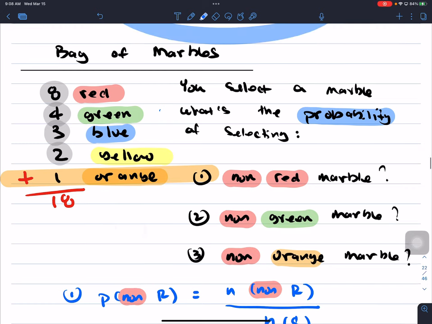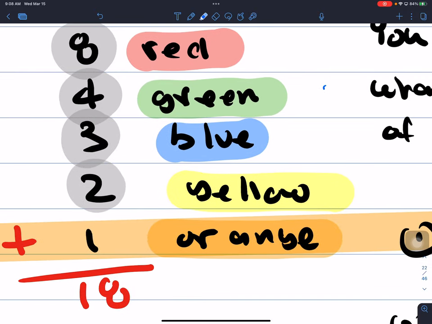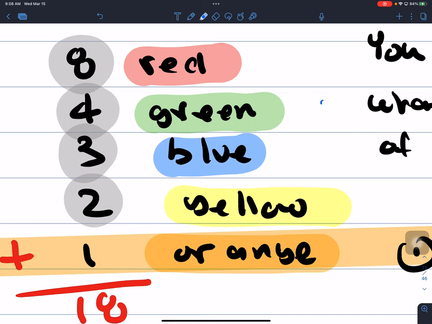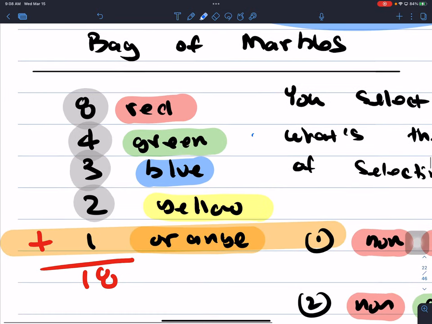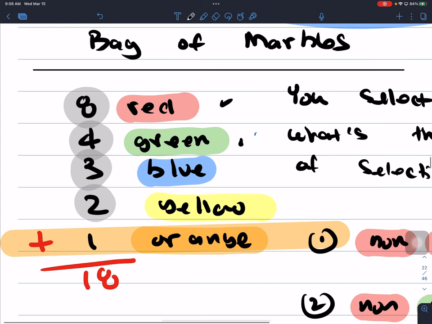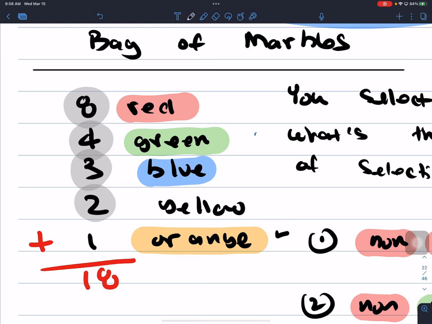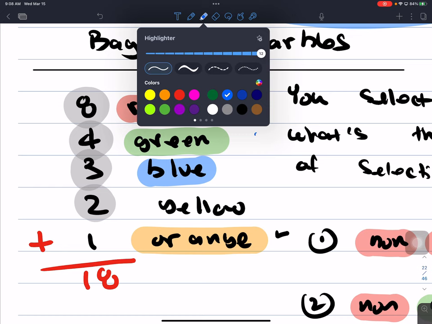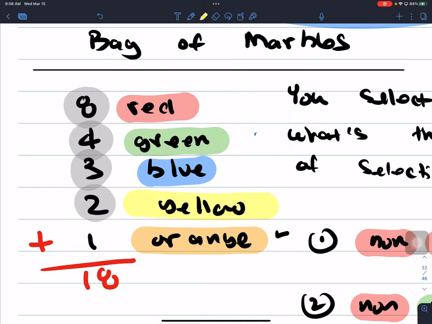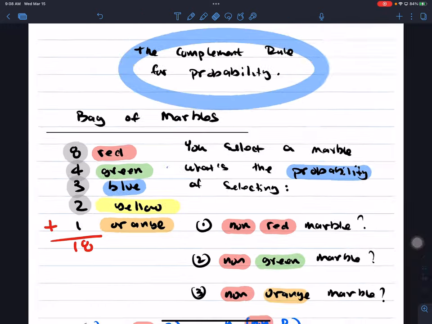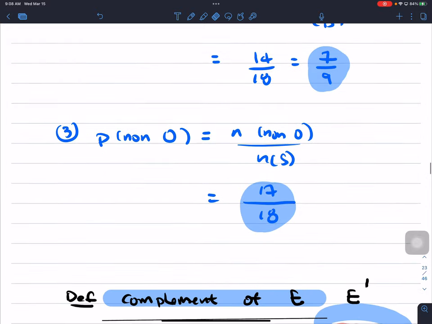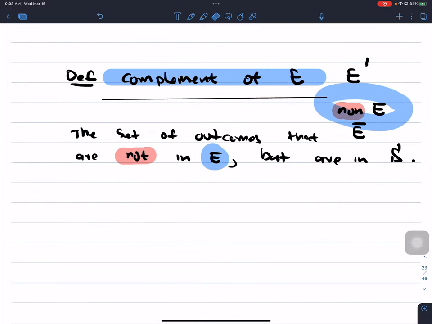So what's the complement of blue in this case? Red, green, or yellow, is that right? What's the complement of yellow? I forgot, what did I say the first one? Complement of blue is going to be red, green, yellow, or orange. What's the complement now of orange? Red, green, blue, or yellow. It's all the colors that are not here, but they're still in the sample space. That's what we mean by the complement of an event: the outcomes that are not in the event, but are still in the sample space, still in the context of the question.